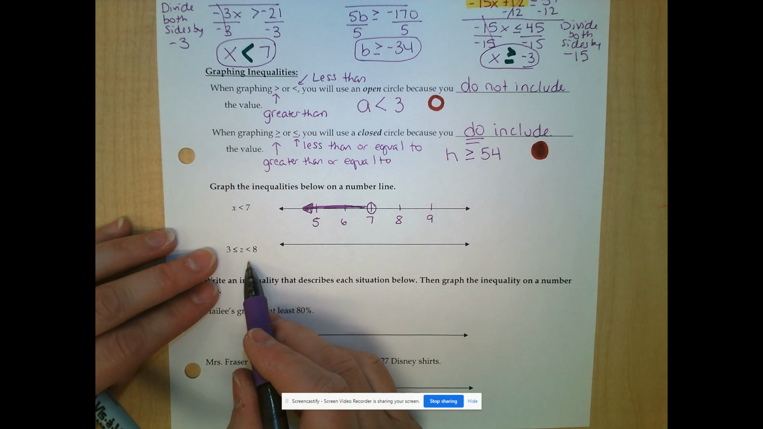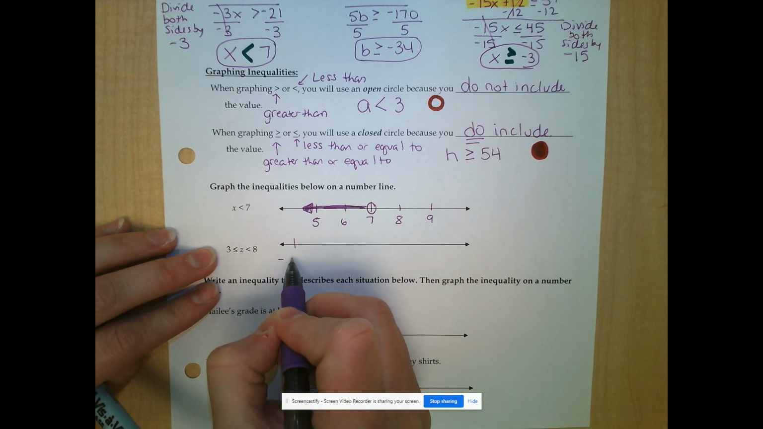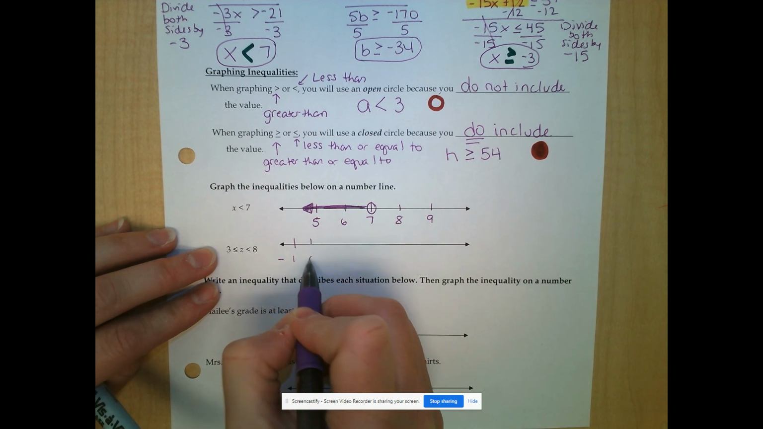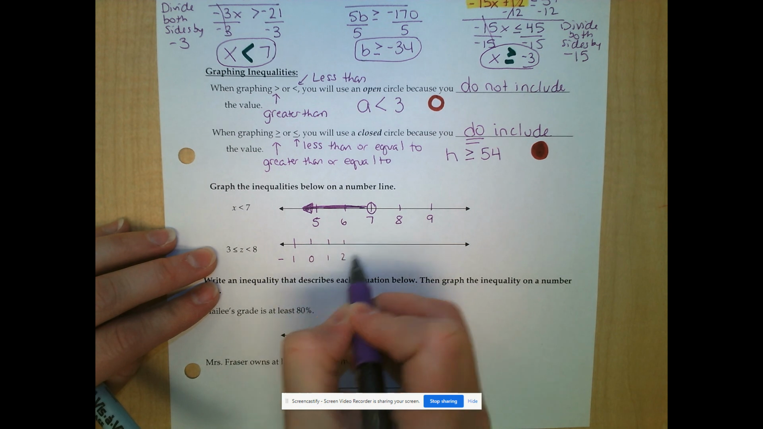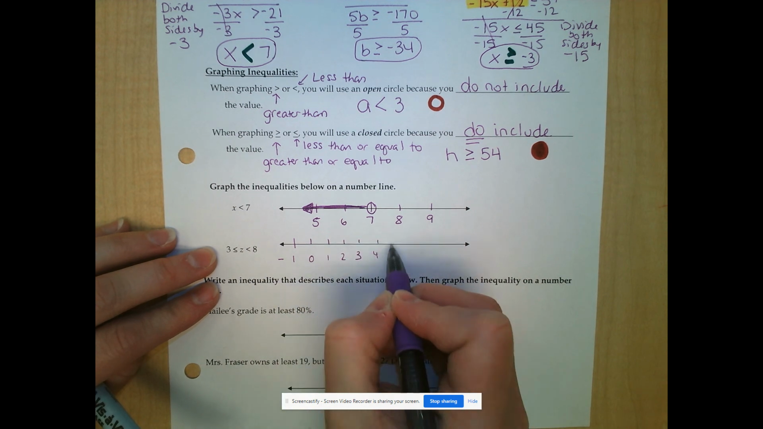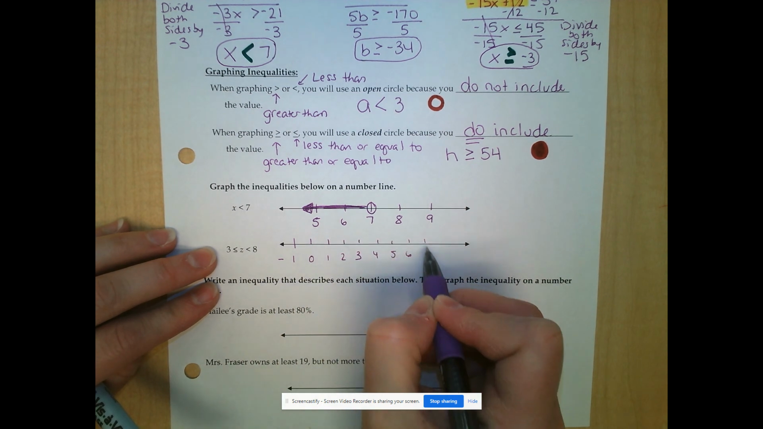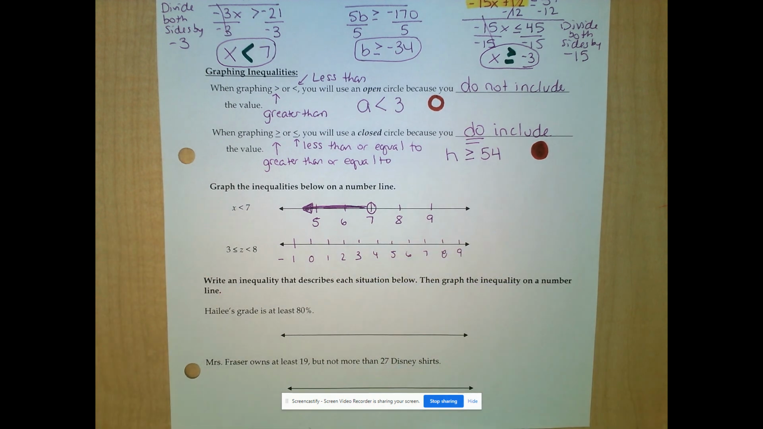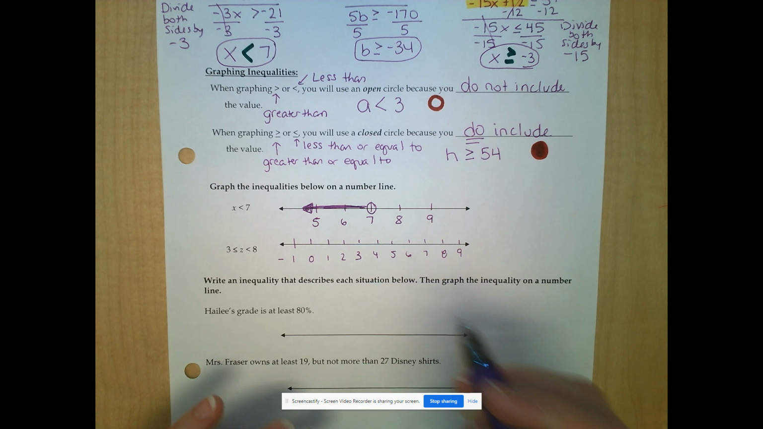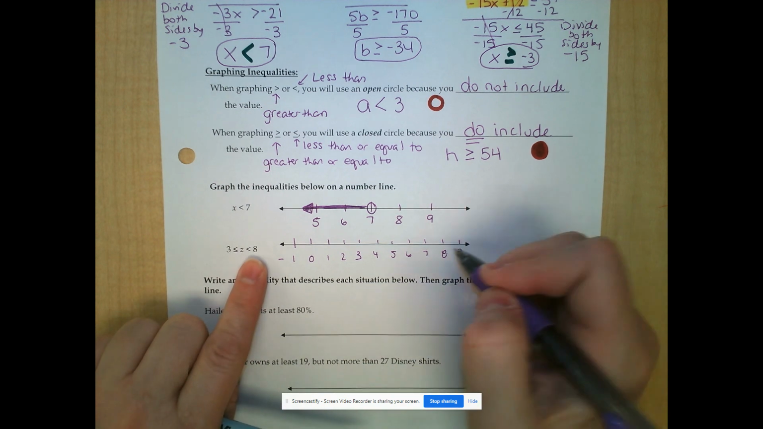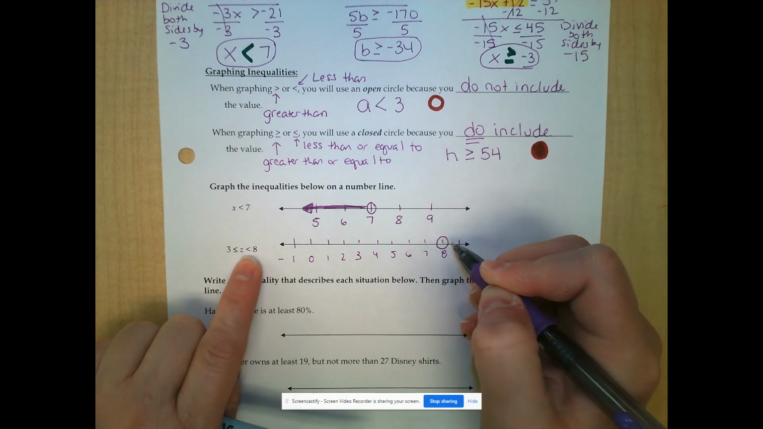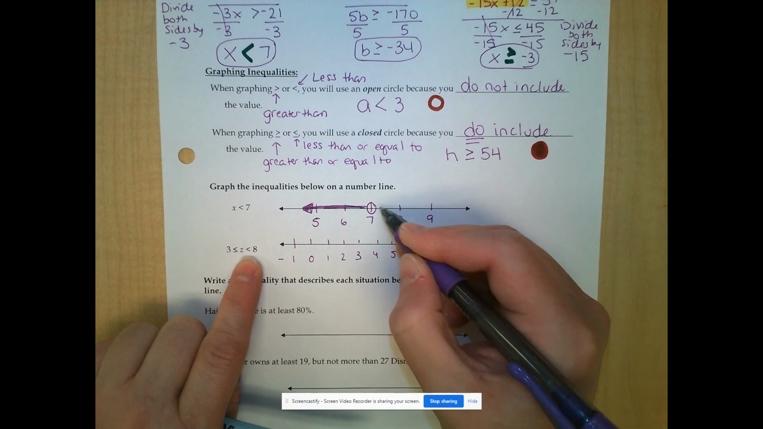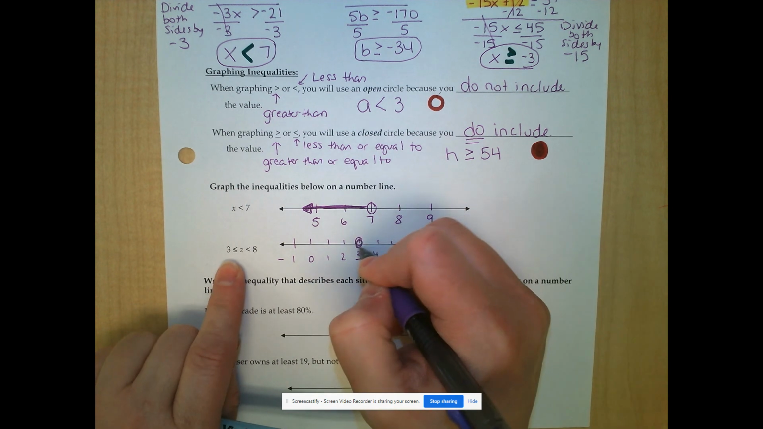This one is an interval. -1, 0, 1, 2, 3. I should have started at a different number, but I didn't. I'll be okay. You want to make sure there's always some numbers on either side. You never want your circles all the way to the left or all the way to the right. So 8 is going to have an open circle because it doesn't have the little equal to part, just like the one above. But the 3 is going to have a closed circle because it does have the equal to part.